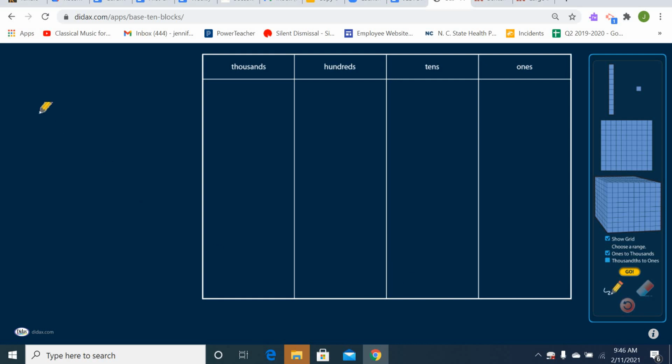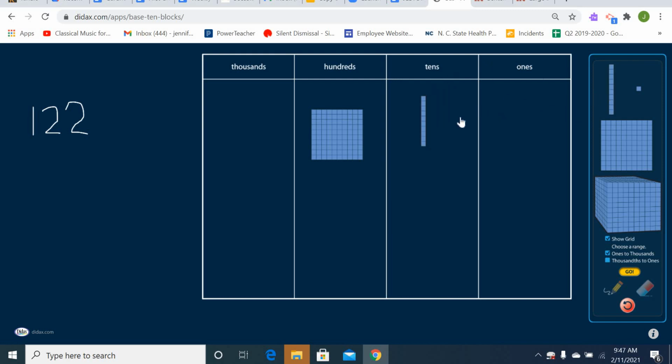Okay, let's look at number 122. Okay, so in my number 122, I am going to look at my hundreds place, and I have a 1, which means I have one group of 100. In my tens place, I have a 2, which means I have 2 groups of 10. So I'm going to bring over 2 rods.